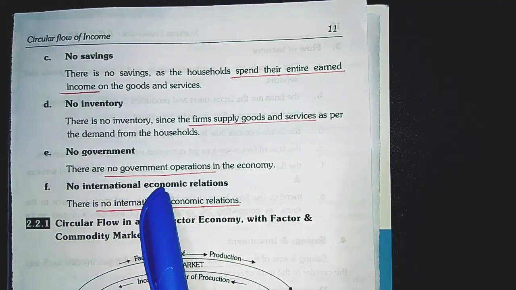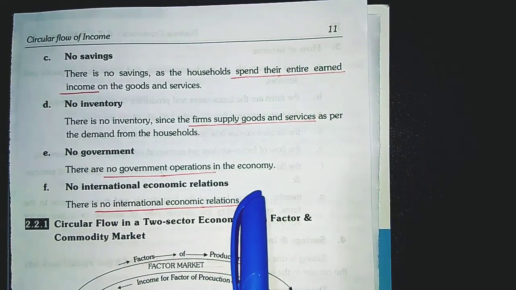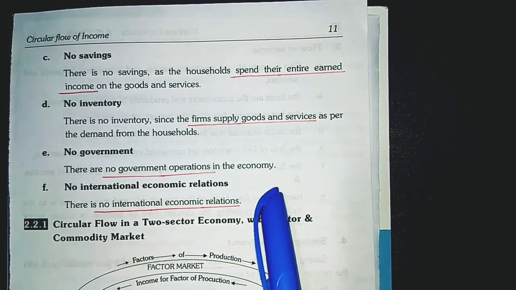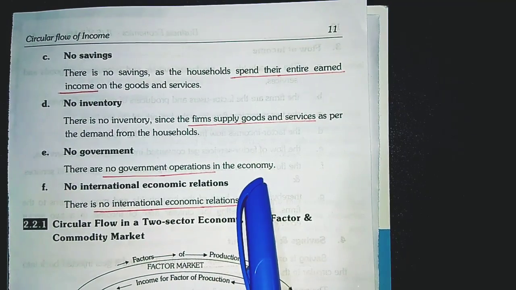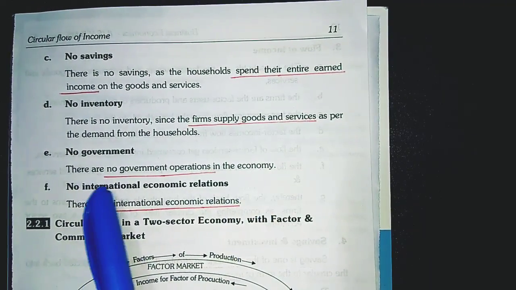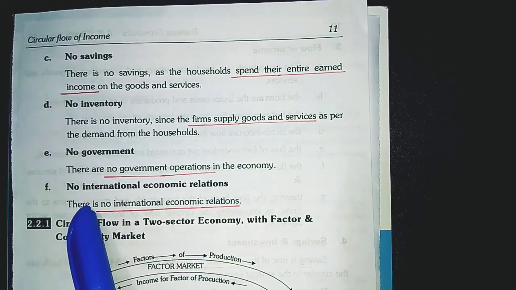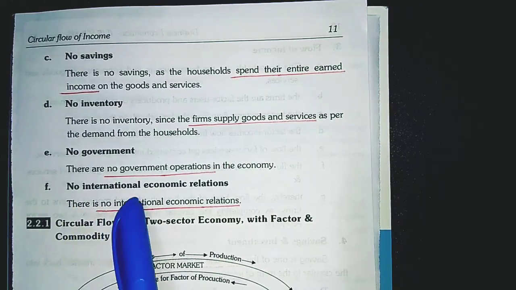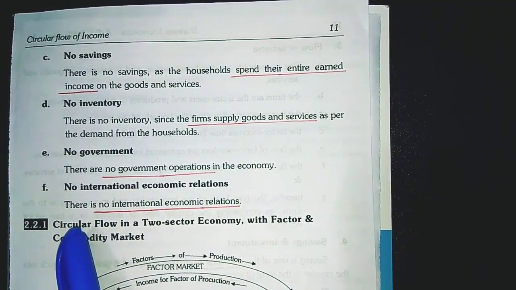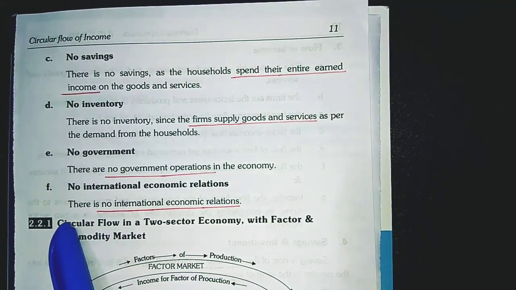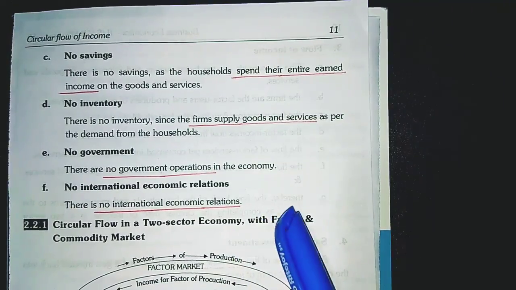Now the next assumption is no government. There are no government operations in the economy. Why? Because this entire two sector economy is based on the assumption that there are only two sectors. So that's why there are no government operations. The next assumption is no international economic relations. Again, only two sectors are there, so there are no international economic relations.